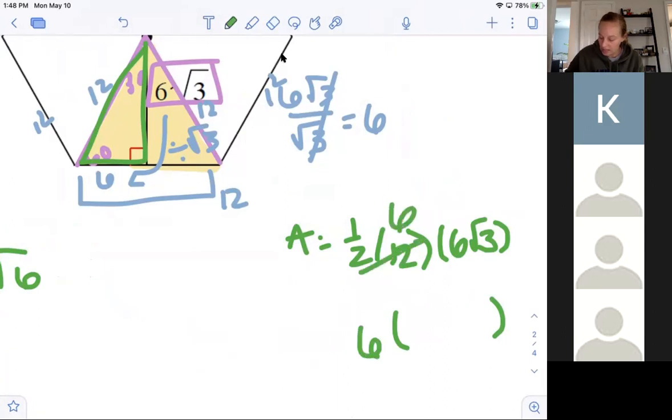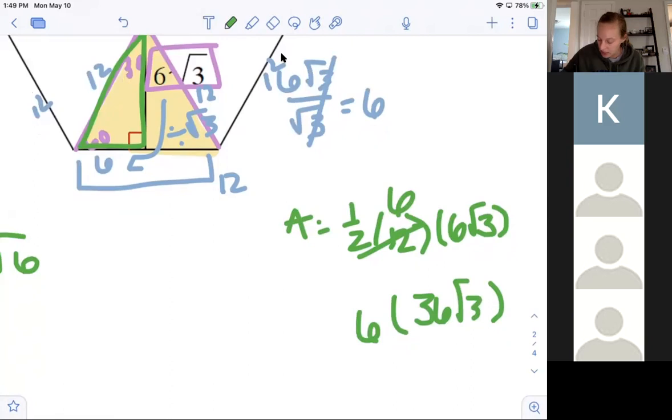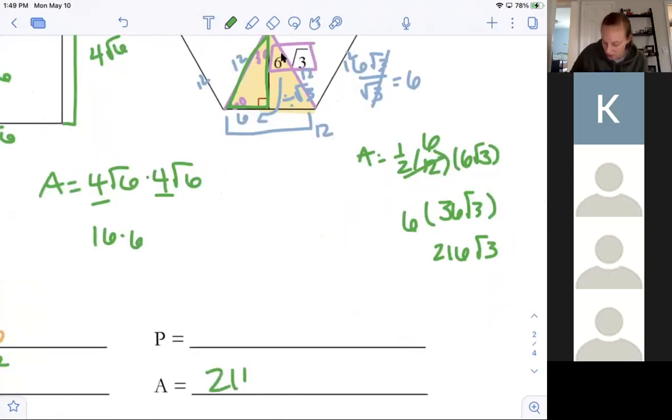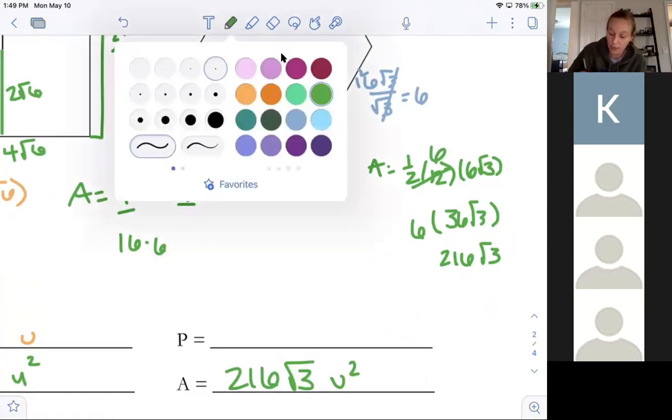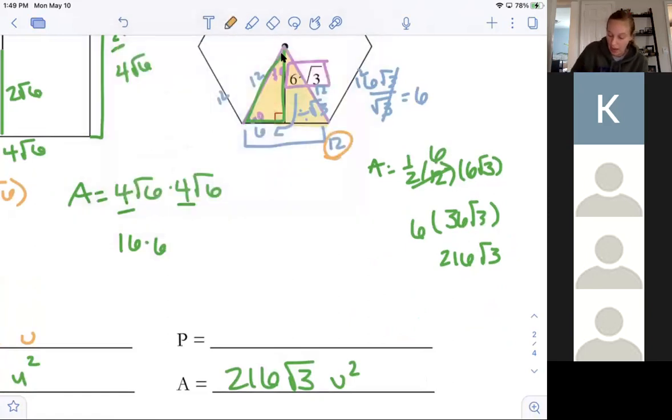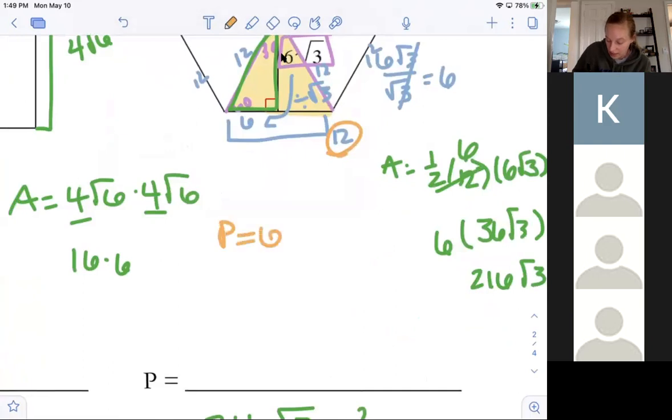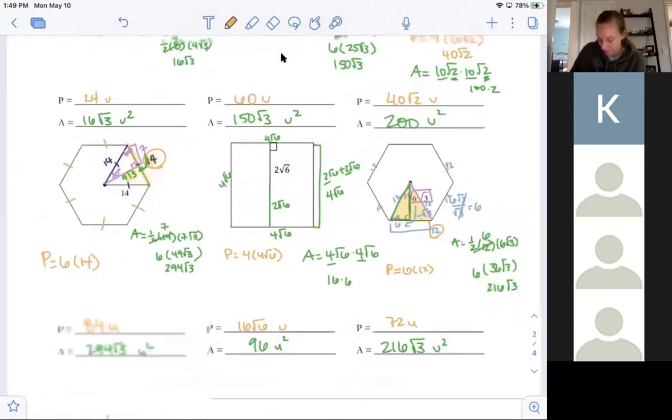1/2 of 12 is 6, so 6 times 6 is 36√3, and 6 times 36 is 216√3. So my area here is 216√3 units squared. And then perimeter, again, it was really easy a minute ago. As soon as I realized all my sides were 12, perimeter is 6 times 12, which is 72 units.